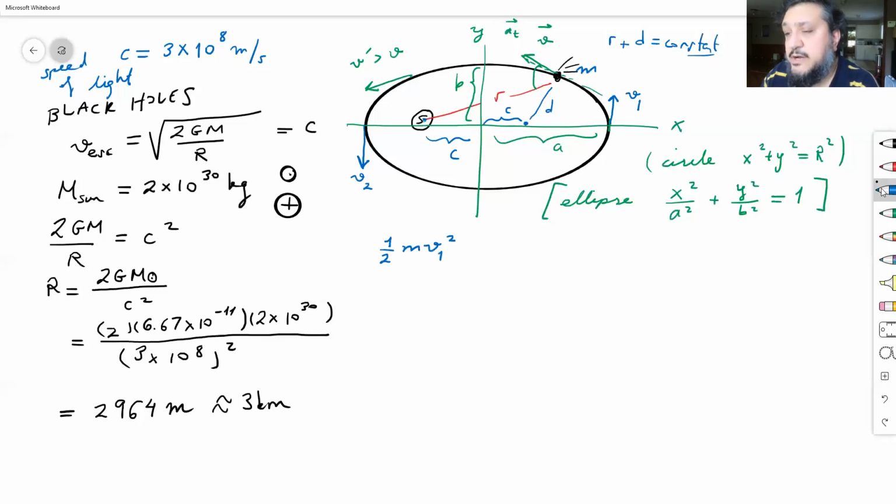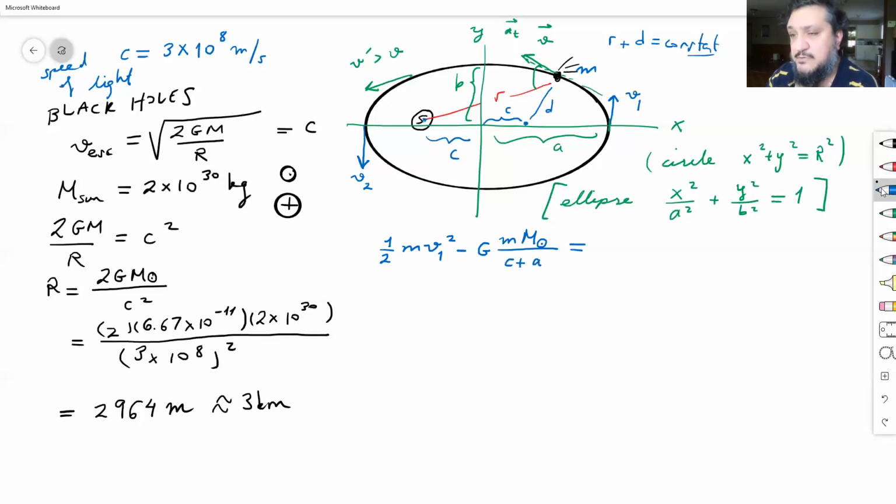V1 squared minus G m times the mass of the sun, divided by, now I need the distance from the sun to the comet, which is c plus a. All right, this energy will not change.